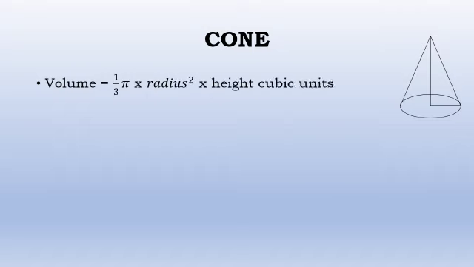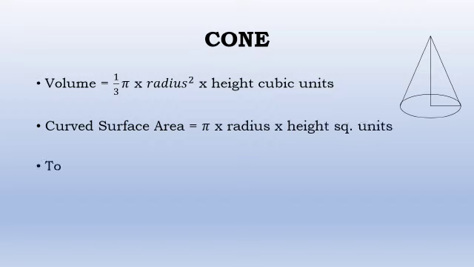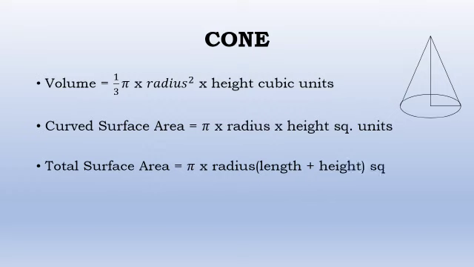Cone. A cone is a three-dimensional geometric figure that has a flat surface and a curved surface pointing towards the top. The volume of cone is given by 1 by 3 pi radius square times height. The curved surface area is given by pi radius times slant height. Total surface area is given by pi radius times the sum of length and height. Slant height can be determined by the root of the sum of the squares of height and radius.